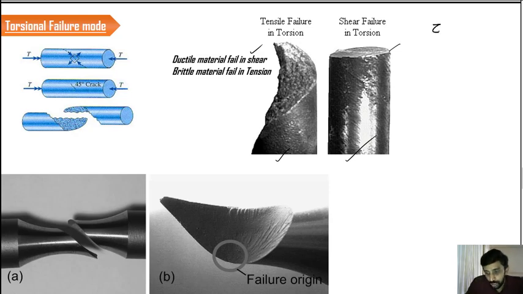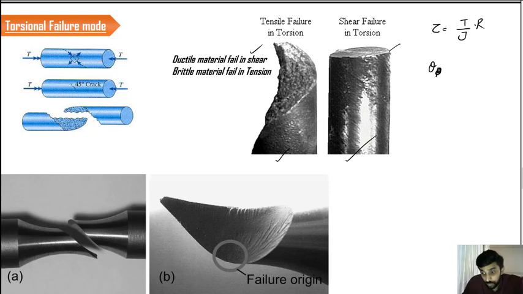We know that shear stress is equal to T by J into R. When ductile materials fail in shear, I hope you all remember about pure torsion. We don't have a normal stress here. We have only shear here. So ductile materials fail by shear.